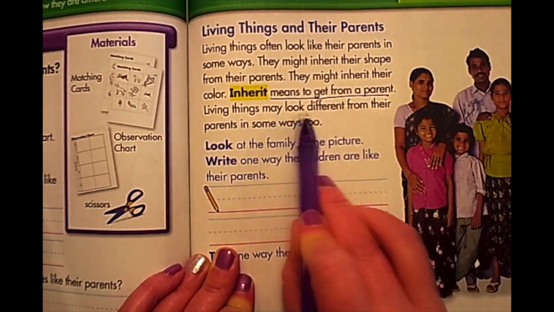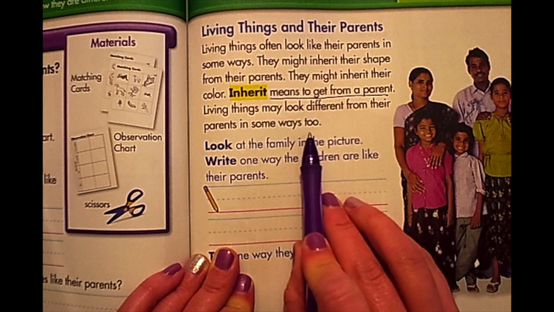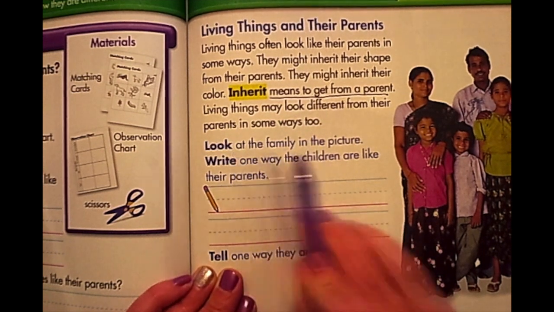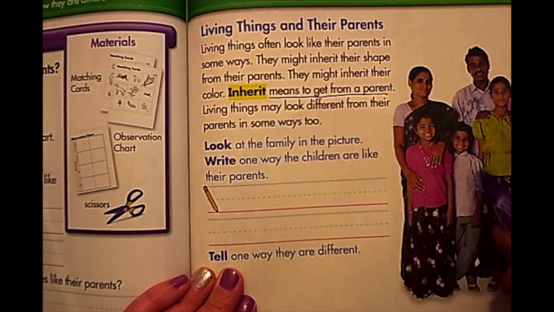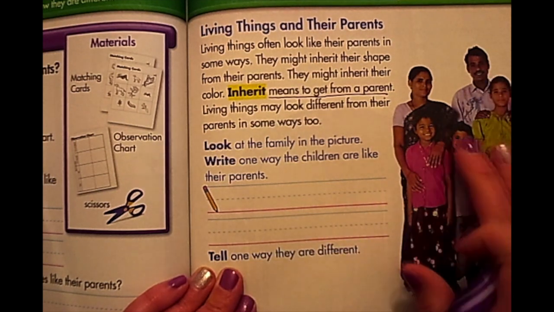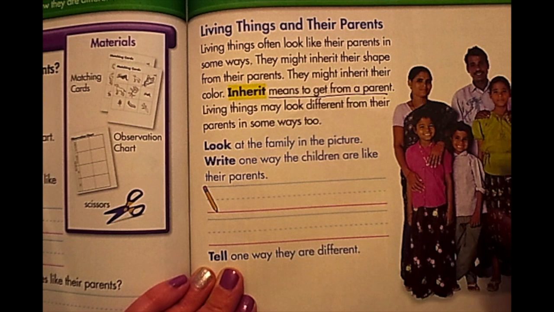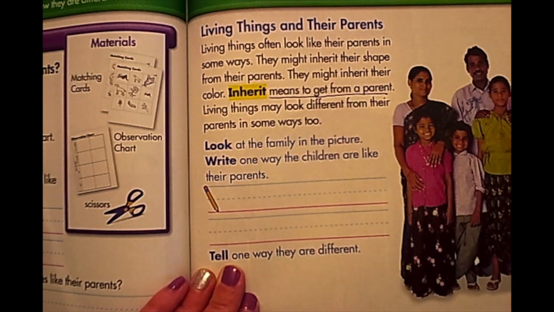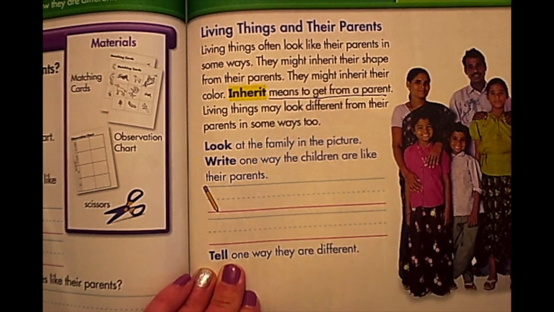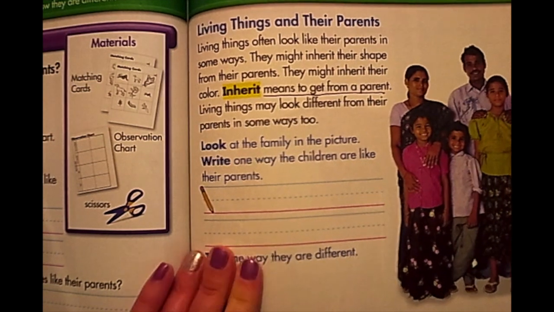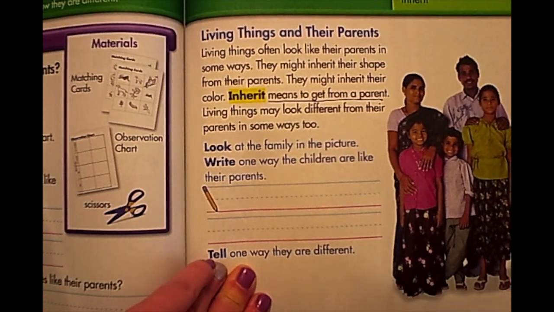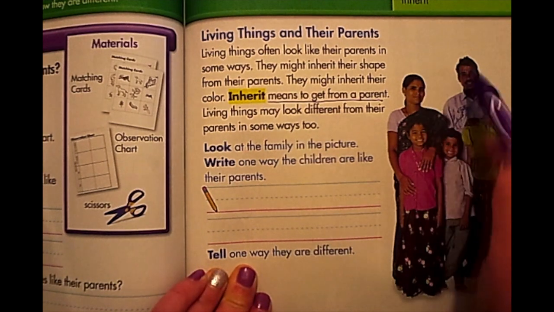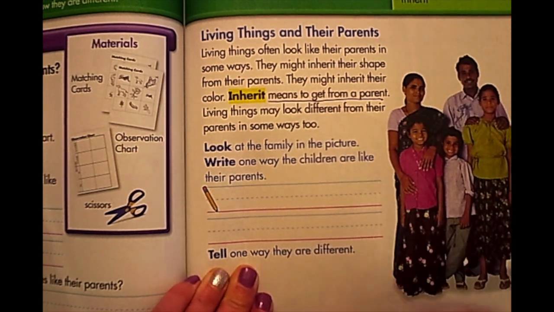Living things may look different from their parents in some ways too. So look at the family in the picture. Right, one way the children are alike their parents. So how are they like their parents? So take a second and think about it. Okay, so one way is they all have the same color hair.